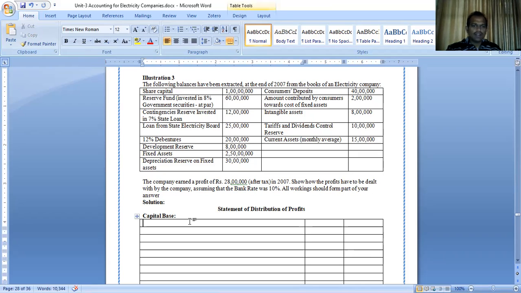First of all, we have to calculate the capital base. For the capital base calculation, whatever the assets and investments, special fund investments, we have to consider. First of all, fixed assets, then the development reserve, debentures, loan, contingency reserve invested, special fund, special reserve invested, that is 12 lakhs.